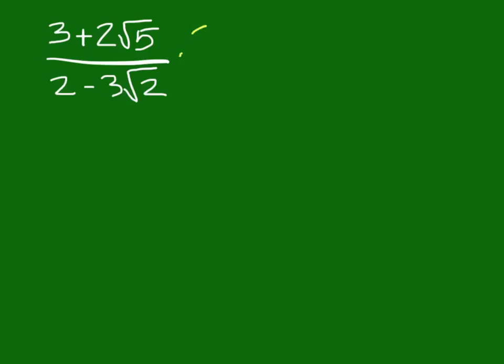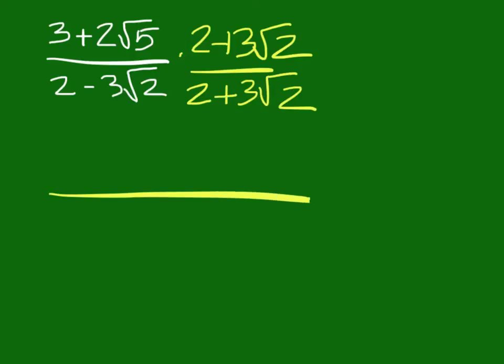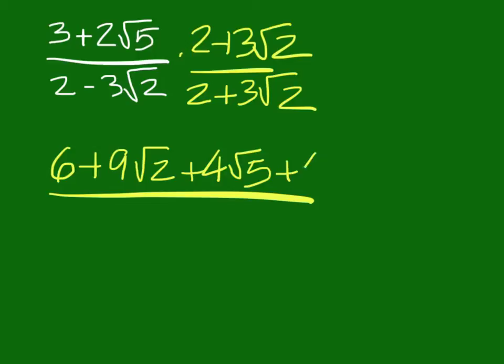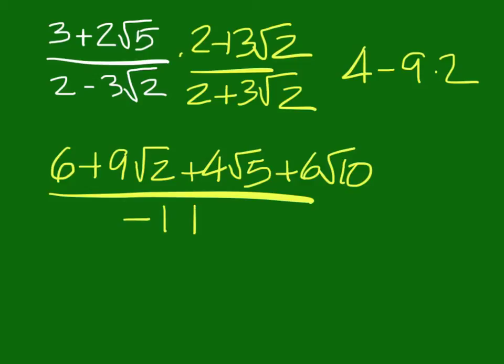Alright, so you got to multiply the top and the bottom by 2 plus 3 square root of 2 over 2 plus 3 square root of 2, and when you do that on the top you get 6 plus 9 square root of 2 plus 4 square root of 5 plus 6 square root of 10, and all of that is over 4 minus 9 times 2. So 4 minus 18, yeah, that's 4 minus 18. So that should be a negative 14.